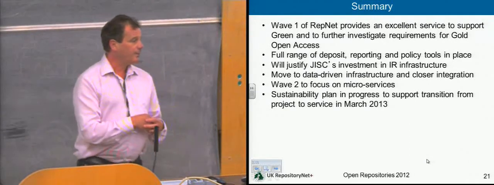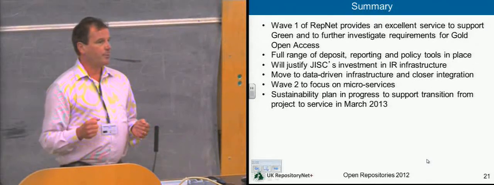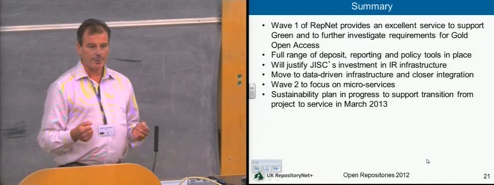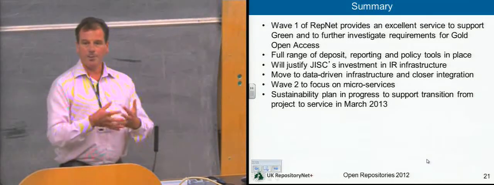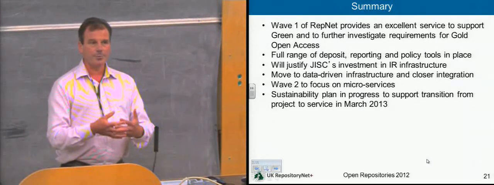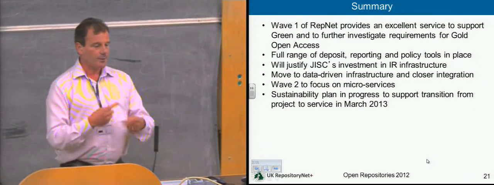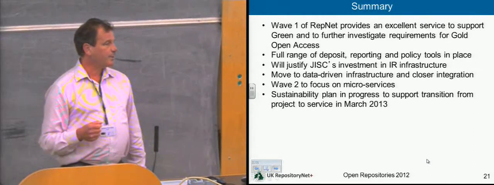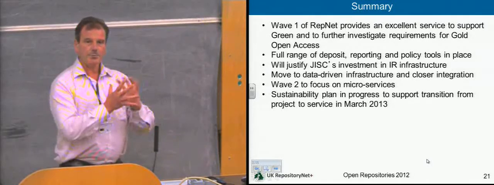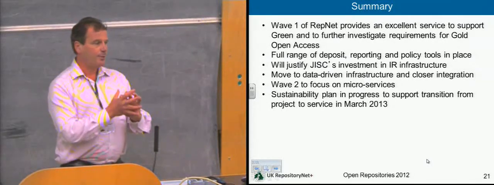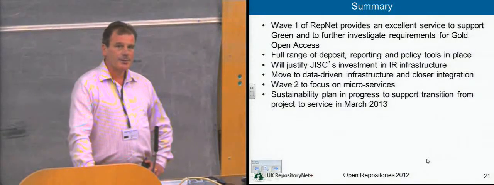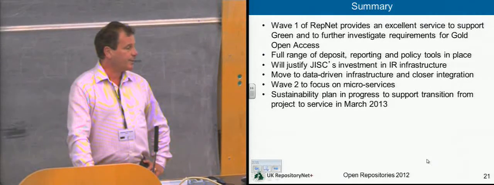And then we have the data that we're getting from Romeo and Juliet on the publisher policy, funder policy. We had a lot of good ideas this morning about machine-to-machine integration to try to automate that process a little more. It's a very human-intensive process at the moment. So we're very encouraged that even with the Wave 1 stuff, we've got a pretty good infrastructure that can actually be used going forward for open access. As I say, it'll help to justify JISC's investment in the infrastructure.